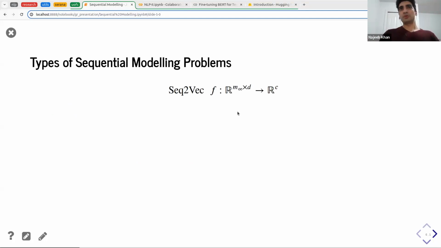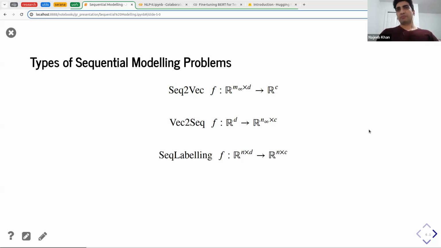And then we looked at a few sequential modeling problems. So we looked at sequence to vector. So given a sequence of words or tokens, let's say m-dimensional inputs, we were mapping this input to a c-dimensional vector, where c is the number of classes. So let's say there are documents, and we want to classify them into spam, non-spam, or neutral. So that would be a three-dimensional output. And then the other types of problems are, given a vector, we can transform it into a sequence of other vectors. So given just one vector, we convert it into a sequence.